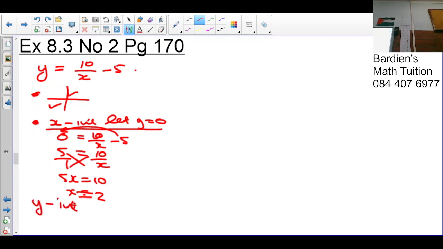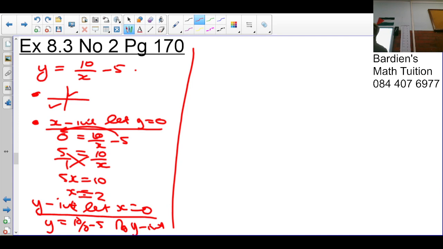For the y-intercept, we let x equal 0. So y is equal to 10 over 0 minus 5. So, no y-intercept. There's negative 10 here. I'm hearing somebody saying negative 10. Is it right? Okay. What do I do now? Do I need to let x equal 1? No, because I have enough information. But if you need to know, you put a 1 in, no problem.